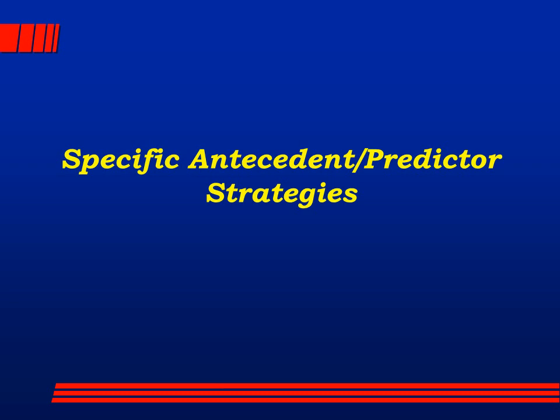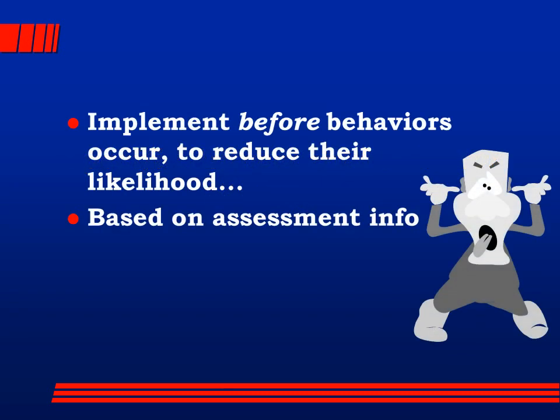They're also called predictor strategies because later on, when we start talking about functional behavior assessment, we're going to talk about performing an assessment to determine the predictors of problem behavior, or the antecedents of problem behavior. Antecedent strategies are things that we do to change those predictors so that it's less likely our student is going to have a problem to begin with.